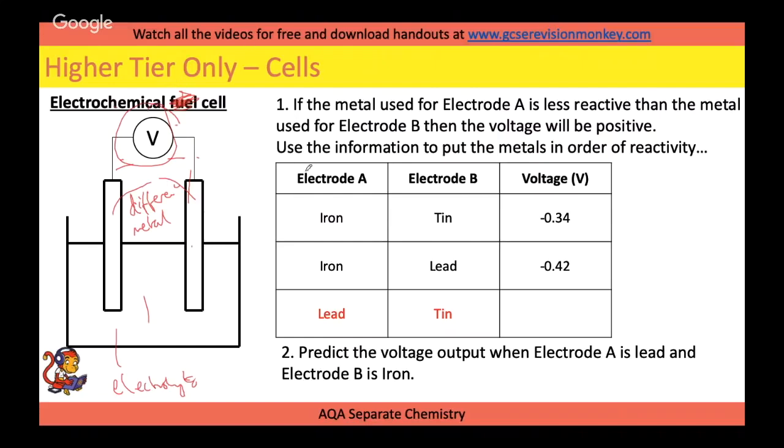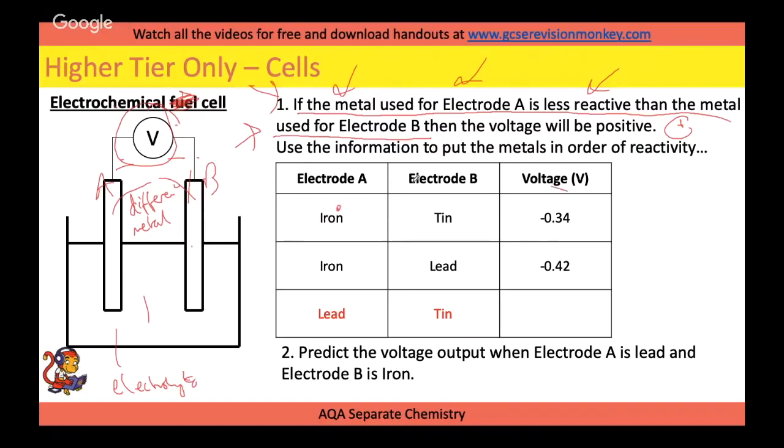So with these kind of questions, you might get a question that says, if the metal used for electrode A is less reactive than the metal used for electrode B, then the voltage will be positive. They will give you that statement, okay? So don't worry about that. They'll tell you which way round it's going to be. And they might say something like, use the information to put the metals in order of reactivity. So let's look at these ones. Iron is electrode A, and electrode B is tin.